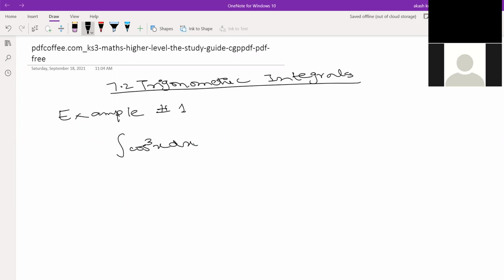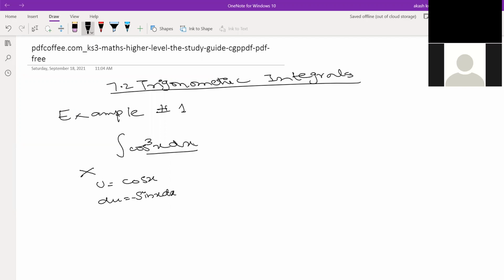The very first example is cos cube x dx. We have to evaluate it. The first thing that comes to our mind is, can we apply the u substitution here? Let's check. If I take u as cos x, then du will become minus sine x dx. But here the derivative of the function is not inside the integral, so I can't apply the u substitution here.